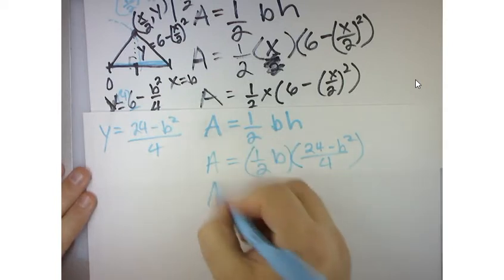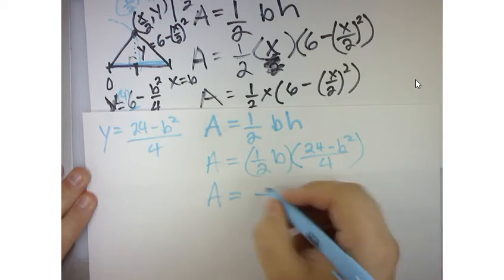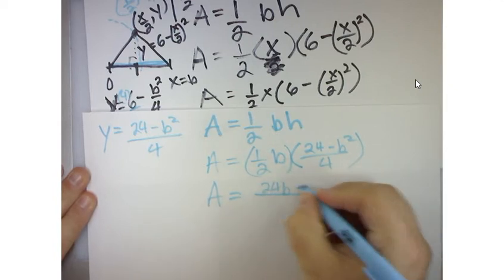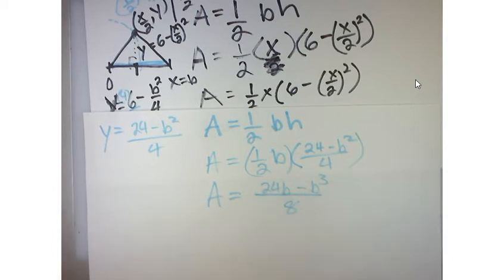Well, let's clean this up a little bit. If I take this and push this through, I get A is equal to, the 1/2 goes through, and I get 24b minus b cubed all over 8. Well, that's the area. Now, what could I do with the b's? I could change them to x. It'd be the exact same thing.